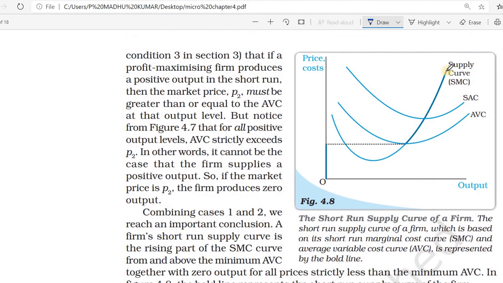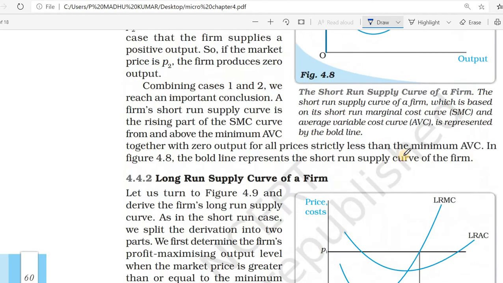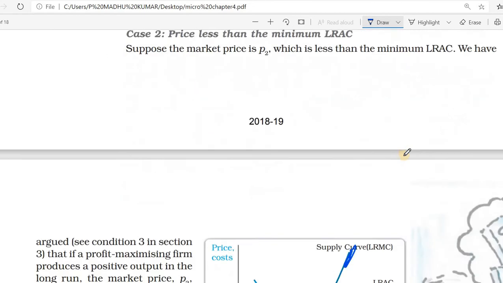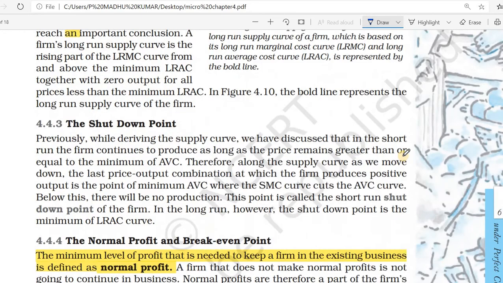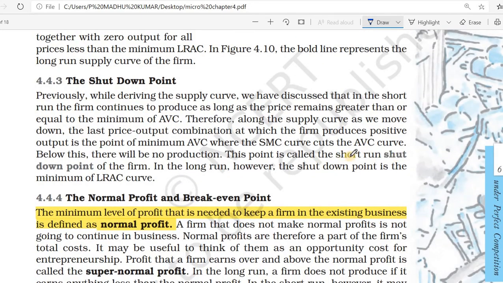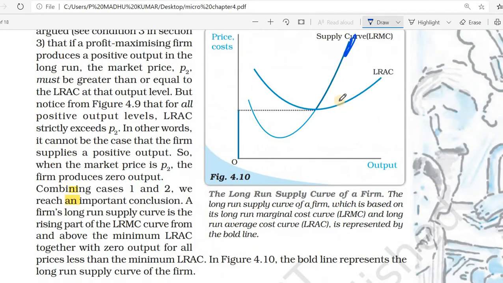In the short run, the SMC curve will cut the AVC curve at this point. This is the supply curve. This is the minimum point of the AVC curve. Below this point, if a firm is producing, it will make a loss. It should always be above this point. Below this point, there will be no production.